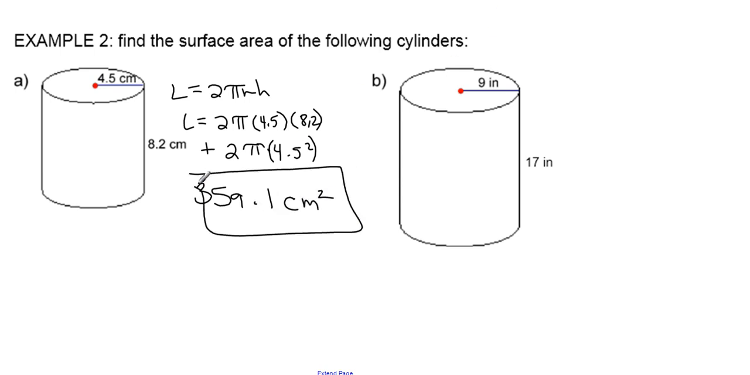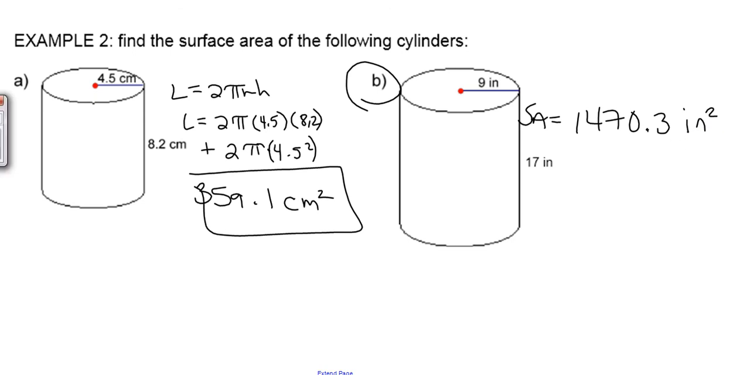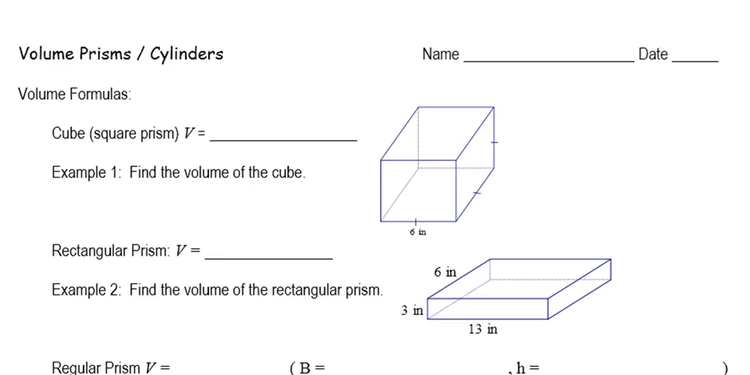Alright, so I'd like for you to try example B on your own. Pause the video to see if you get what I get. So the total surface area is 1,470.3 square inches. If you didn't get that, raise your hand or ask a neighbor.